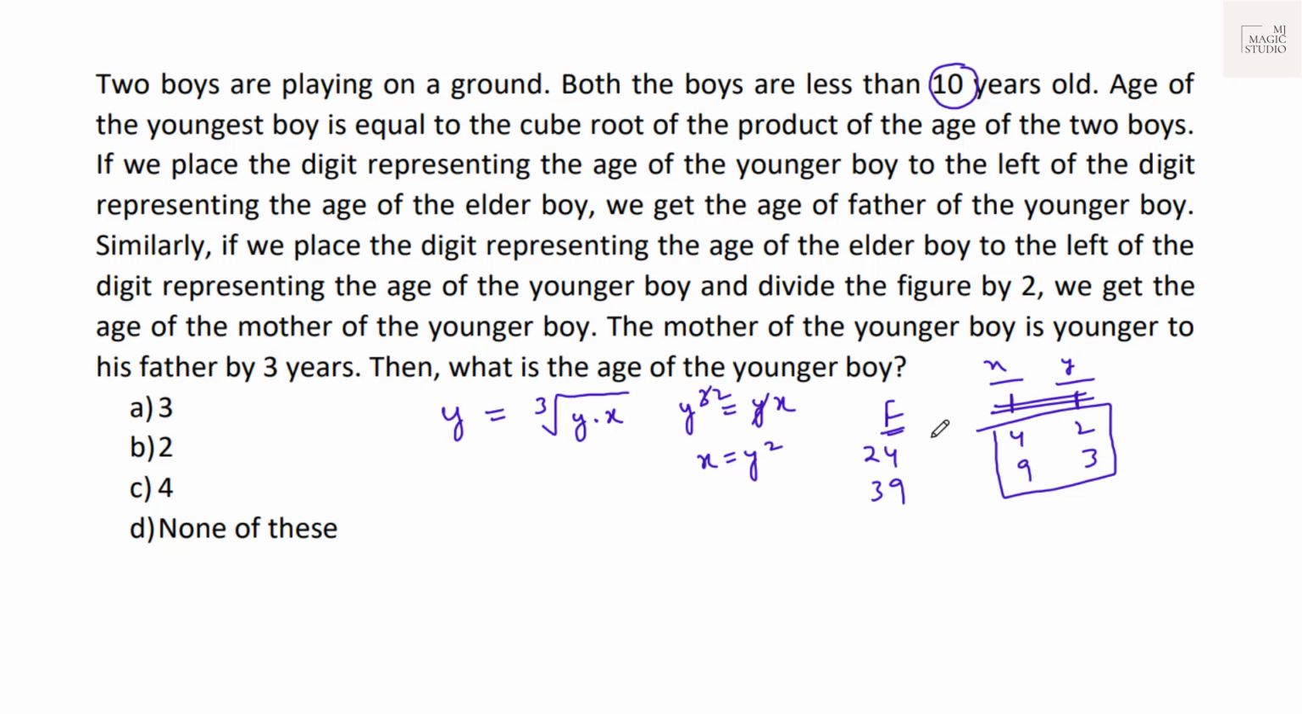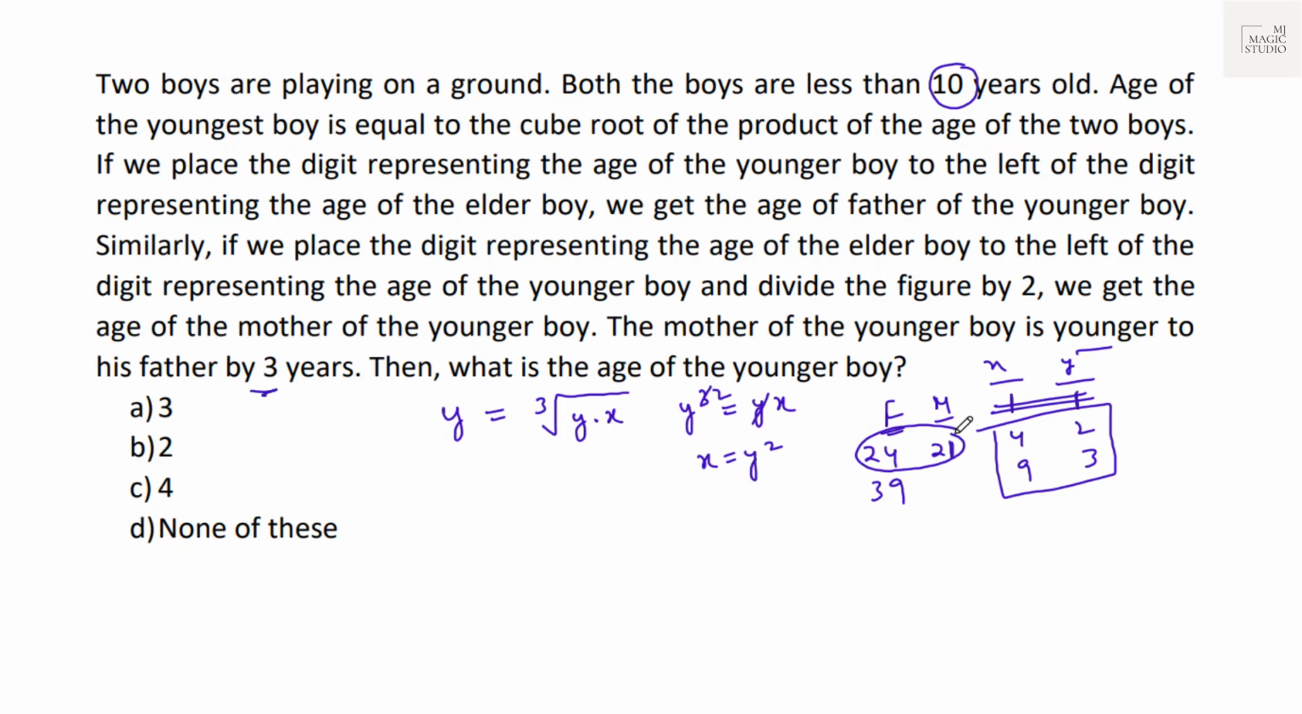So 42 by 2, mother would be 21, and 93 by 2, mother would be very much senior, older in age than father. I don't think so. Let's see what we have. Mother of the younger boy is younger to his father. Younger to his father by 3 years. Bingo. This is what we have got.